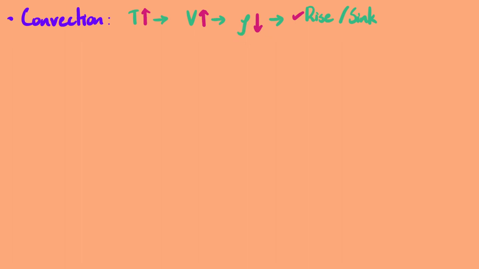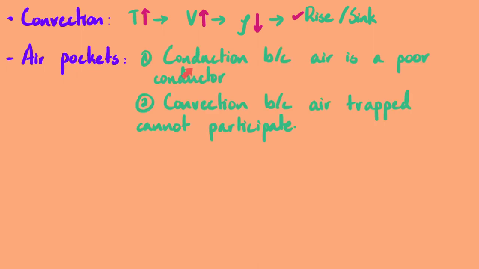So often in one way or another, you'll also be assessed on the ideas of air pockets and how they reduce heat loss. So the idea is that air pockets reduce heat loss because of both conduction and convection. Conduction because air is a poor conductor, or you can say a good insulator, and convection because the air which is now trapped cannot participate in the setting up of a convection current.